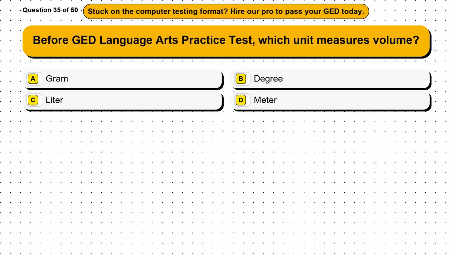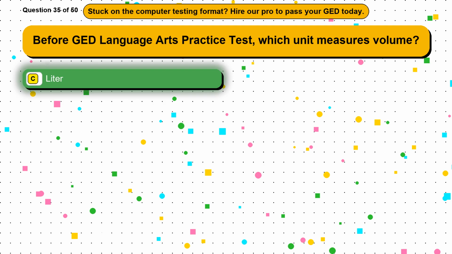Question 35. Before GED Language Arts Practice Test, which unit measures volume? Option A, gram. Option B, degree. Option C, liter. Option D, meter. The correct answer is option C, liter.